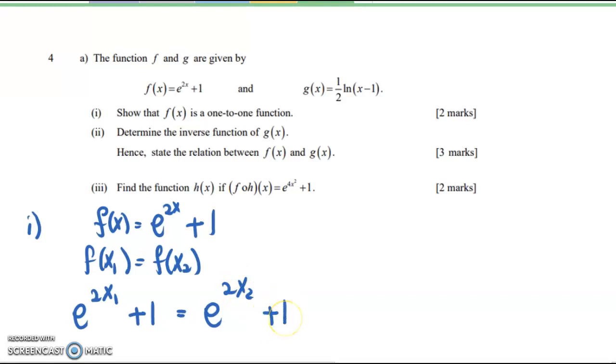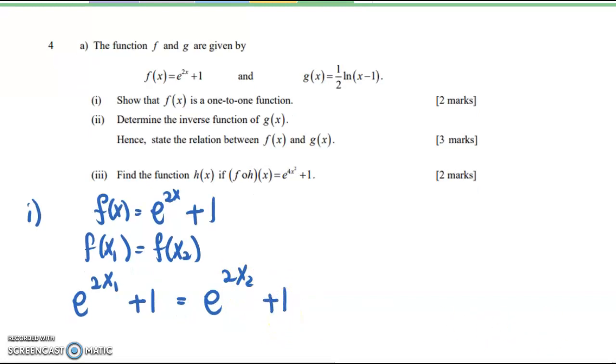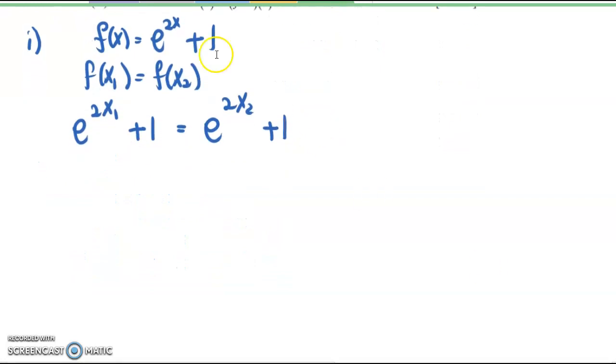And then substitute: e to the power of 2x1 plus 1 equals e to the power of 2x2 plus 1. Okay. So ini hati-hati tulisan. Pastikan kuasa tulisannya lebih kecil. Okay, plus 1 ini sama dengan eksponen. And then plus 1 ini kita cancel out. So e to the power of 2x1 equals e to the power of 2x2. Yang ini tak perlulah letak ln. Kita just compare. Sebelah kiri ada eksponen, sebelah kanan pun ada eksponen.